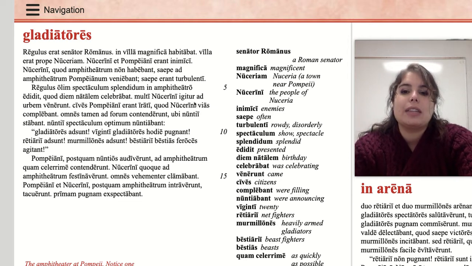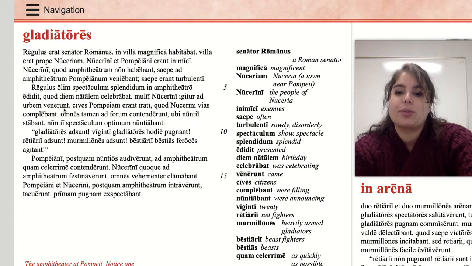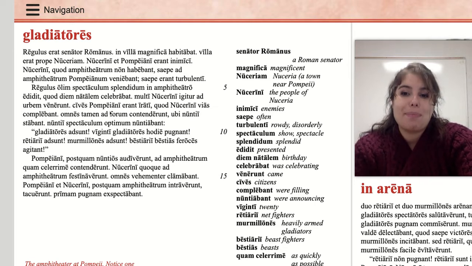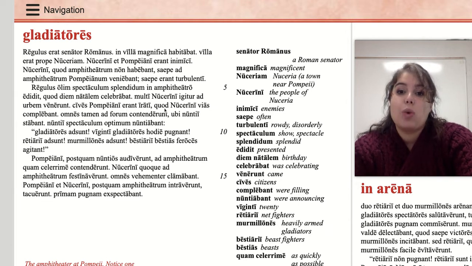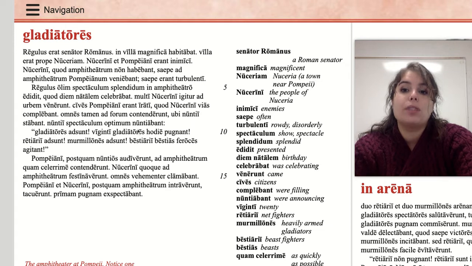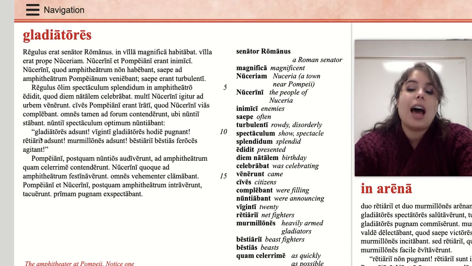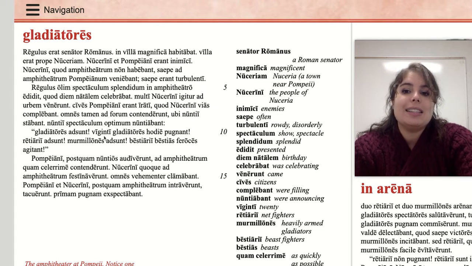Multi Nucerini igitur ad urbem venerunt. Cives Pompeiani erant irati, quod Nucerini vias complebant. Omnes tamen ad forum contenderunt, ubi nuntii stabant. Nuntii spectaculum optimum nuntiabant. Gladiātōrēs adsunt, viginti gladiātōrēs hodie pugnant, retiarii adsunt, murmilones adsunt, bestiarii bestias feroces agitant.